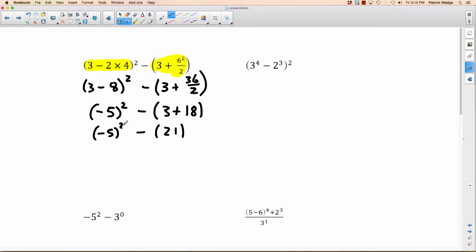Negative 5 squared. Now, this whole negative 5 is in brackets. So that means negative 5 times negative 5. A negative times a negative is a positive. So this should actually be positive 25 minus the 21. And if you go 25 minus 21, you get 4.